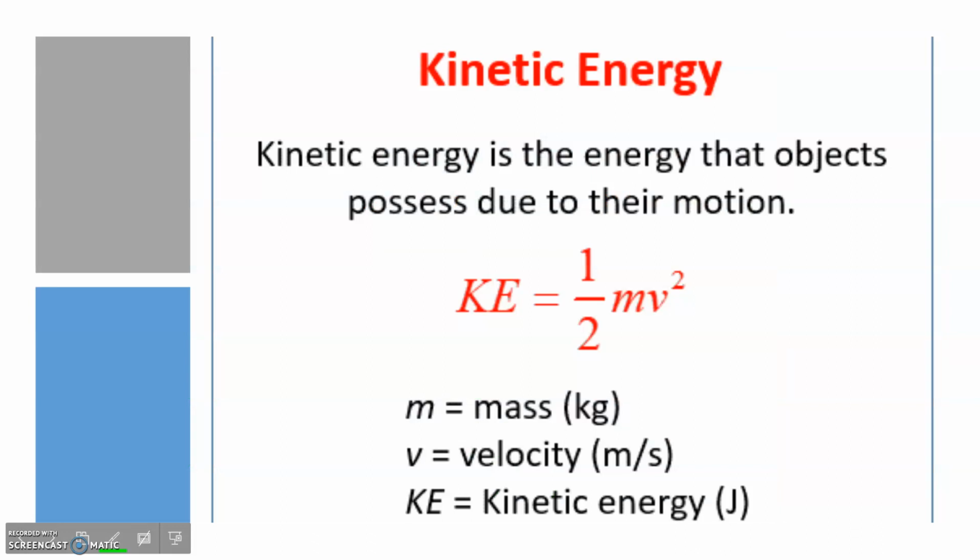All right, when we calculate for kinetic energy, we use this formula. So kinetic energy is equal to 1/2 mass times velocity squared. Now, only the velocity is squared in this equation. So only the speed gets squared.